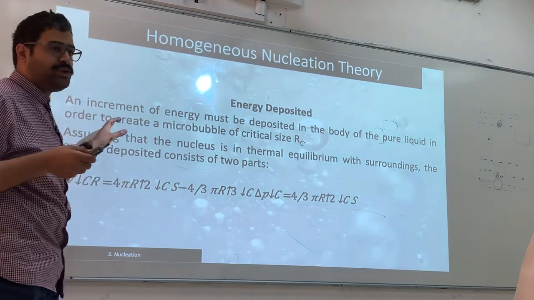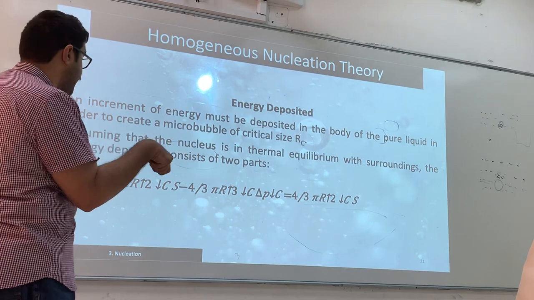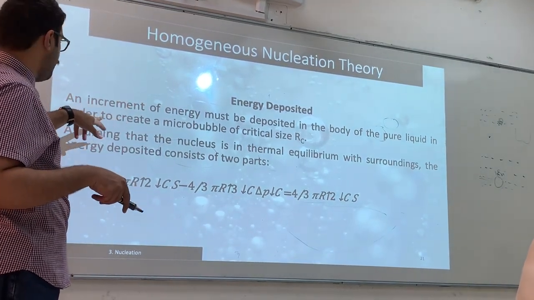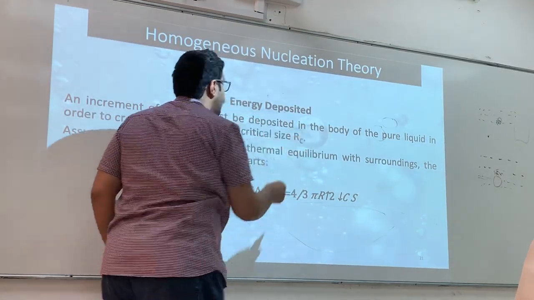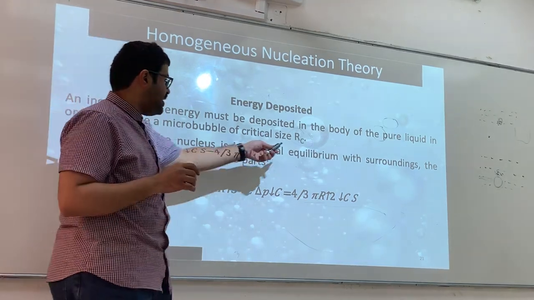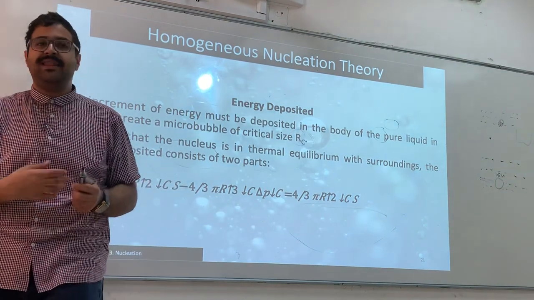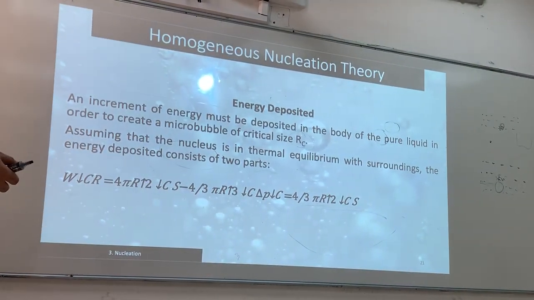We also have to look at the energy deposited. An increment of energy must be deposited in the body of the pure liquid in order to create a microbubble of critical size, Rc. The microbubble of a nucleus has to achieve Rc in order for us to see it as a bubble. Otherwise, it will just be a nucleus, not appearing as anything more.